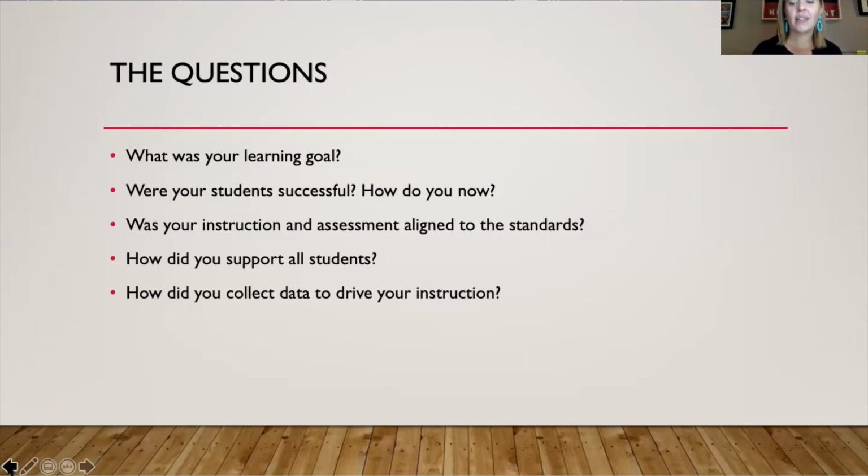And how do you collect data to drive instruction? How are you using whatever assessment you are giving, a graphic organizer, an exit ticket, a piece of writing? How are you using that to plan tomorrow's instruction? How often are you picking up that data? How are you using your observations? Are you listening to conversations with kids? That's important stuff, right? That needs to happen every day.